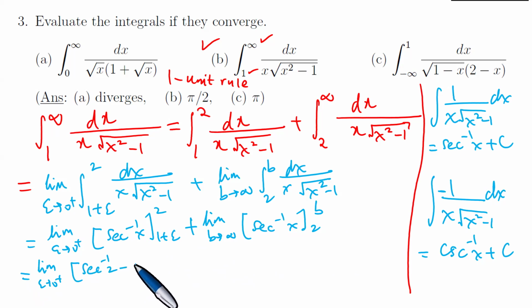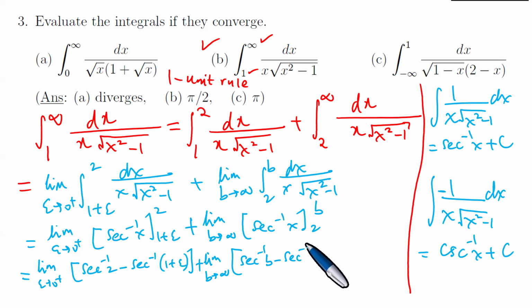Which is arcsecant of 2. When epsilon approaches zero from the right, you have arcsecant of 2 minus arcsecant of 2, which becomes zero, leaving us with this one, minus arcsecant of 1. When epsilon approaches zero from the right, it's going to be arcsecant of 1. And then we're also left with arcsecant of infinity.